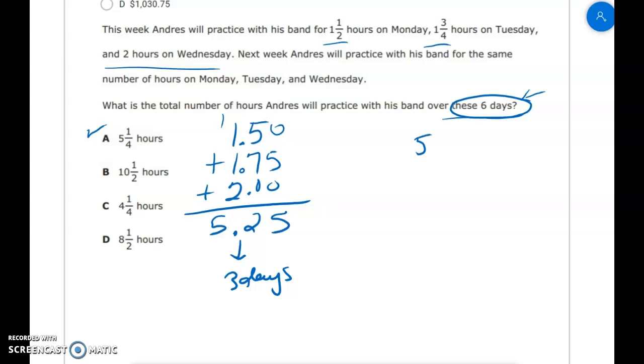So then we needed to say 5.25 times 2, or you could add 5.25 and 5.25 again. So I was actually looking for B.